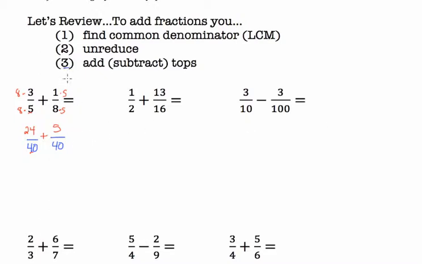Now, add or subtract my tops. 24 plus 5 is 29. Remember, your denominator stays the same. 29 40ths, which doesn't reduce.